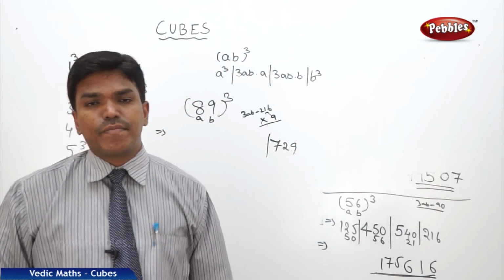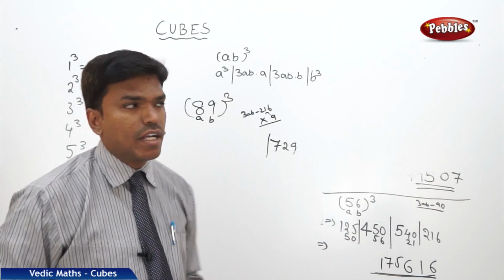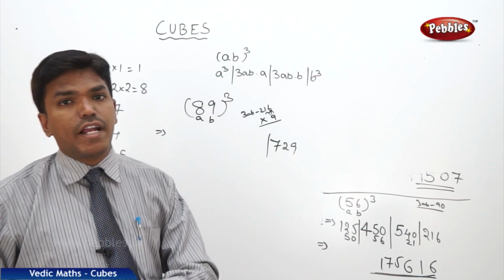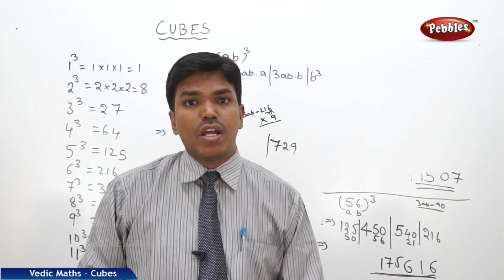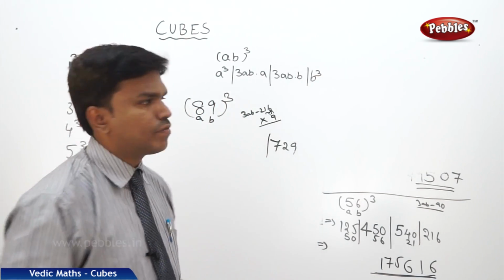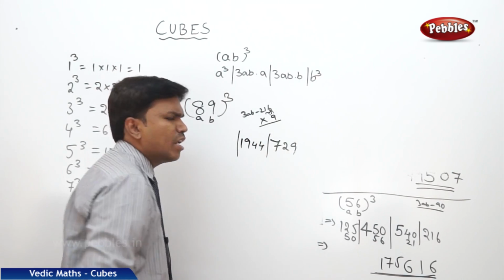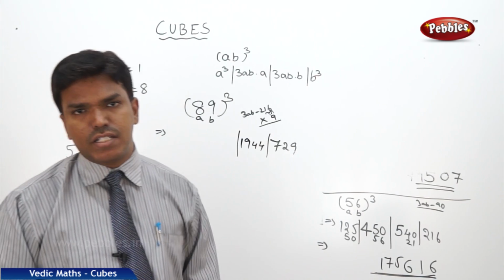1800 plus 90. How much? 1890. 1890 plus 54, how much? 1944. This you need to calculate in the mind. You will be able to calculate once you get the practice.